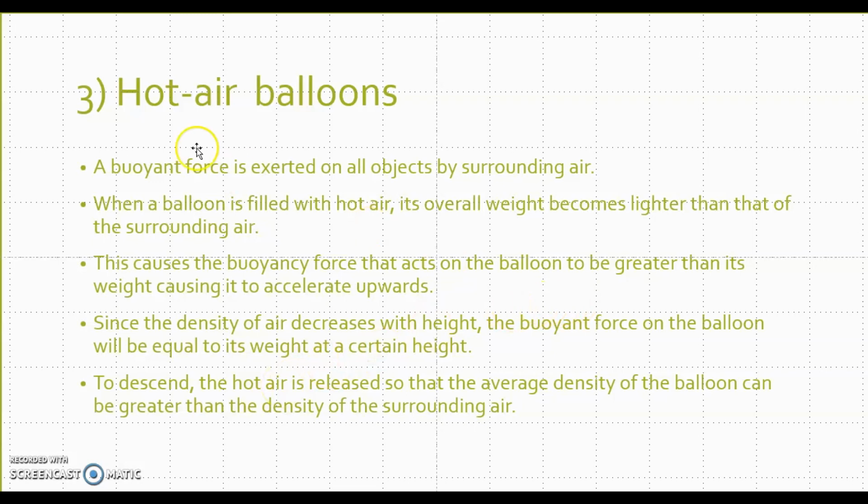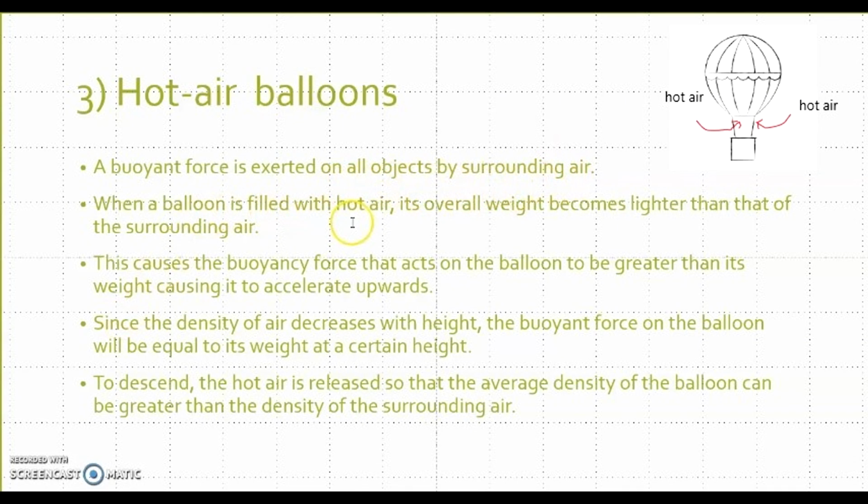Thirdly is hot air balloons. A buoyant force is exerted on all objects by surrounding air. When a balloon is filled with hot air, its overall weight becomes lighter than that of the surrounding air. Subsequently, it causes the buoyancy force that acts on the balloon to be greater than its weight, thus causing it to accelerate upwards.